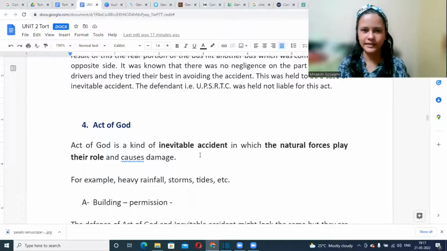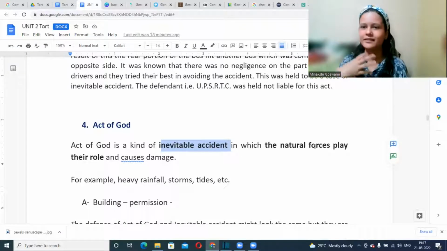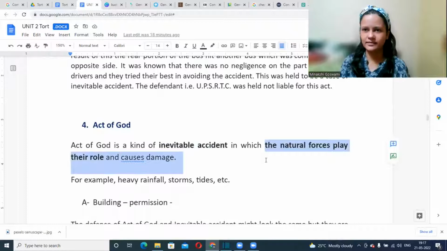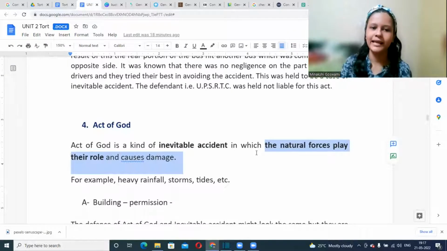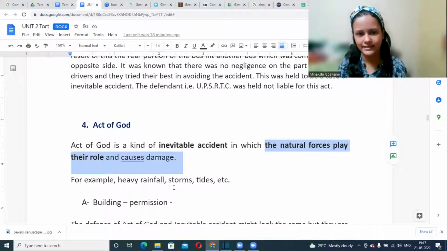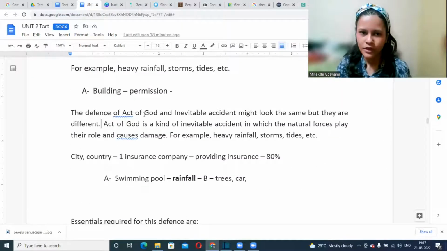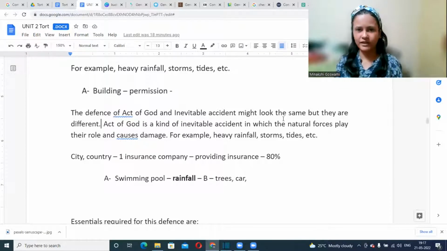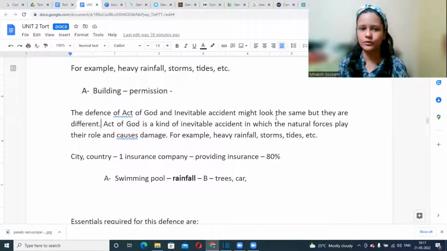So act of God is nothing but, yes, it is also kind of an inevitable accident. But in inevitable accident, there were humans who were playing a part. In act of God, it is nature which is playing its role. Nature has done something which just goes out of our control, like heavy rainfall, storms, tides, etc. So they look similar, but in inevitable accident, a human is playing its part, and in act of God, it is nature.